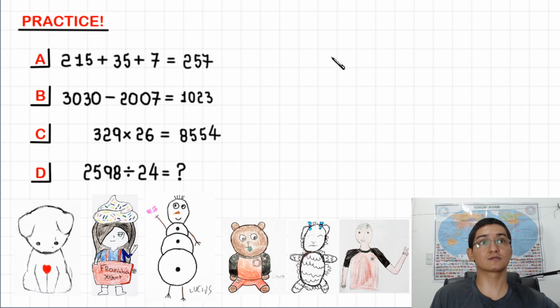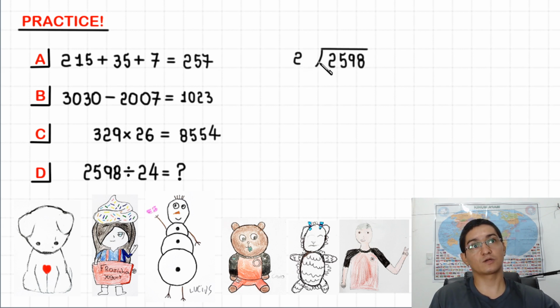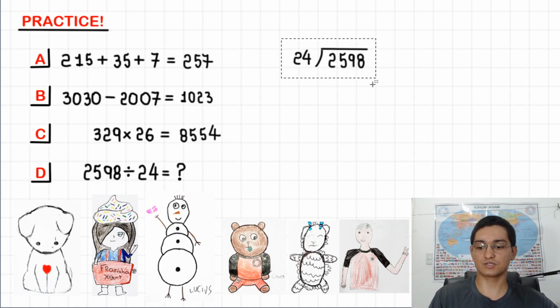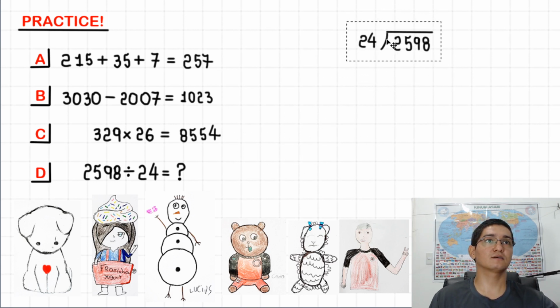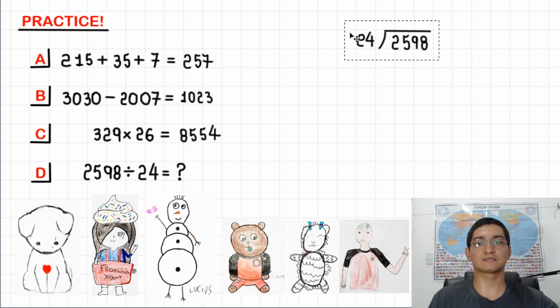Let's put the numbers in position. I have the dividend, the value we will divide. It is 2,598. And we are going to divide by 24. That means we are going to divide in 24 equal parts. Let me change the position of these numbers here. I can just cut and paste. I will put it, I think here. Here is a good place.